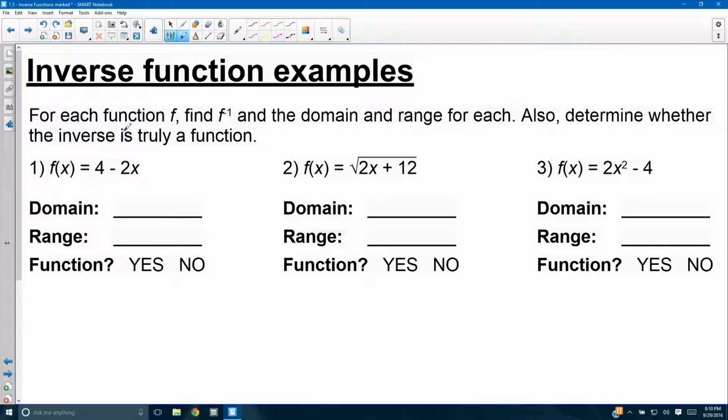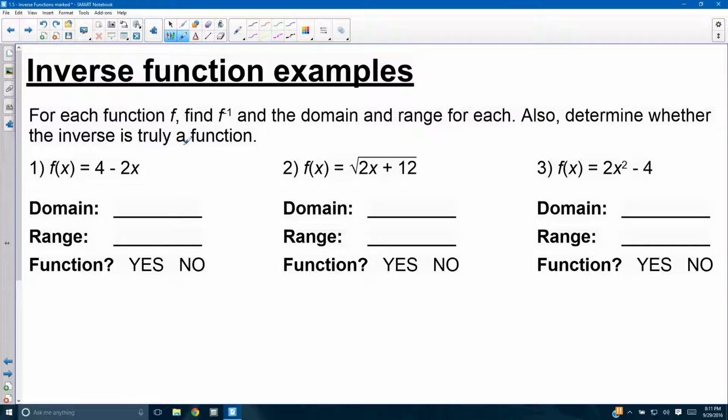Okay, I'm going to do, I think, 6 more problems. And we are going to only find the inverse, and then the domain and range. And then we're going to determine whether the inverse is truly a function. And you might have to do that by some representation.